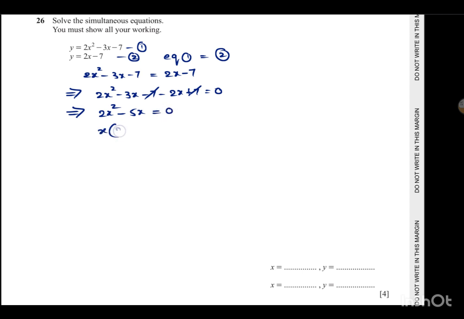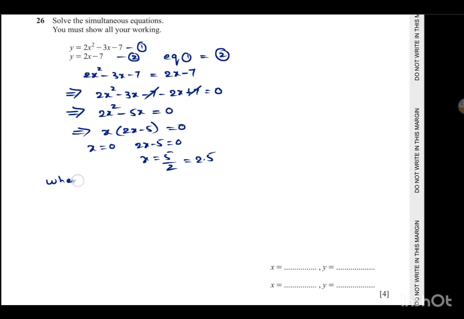Taking x common here, 2x minus 5 will be in the bracket. x into 2x minus 5. So now x will be 0 here. Then 2x minus 5 will also be 0. x will be 5 by 2, that is 2.5. So therefore we got the values of x: 0 and 2.5.